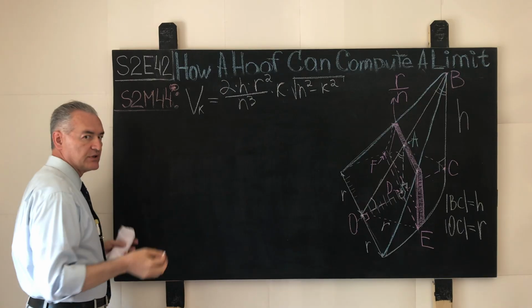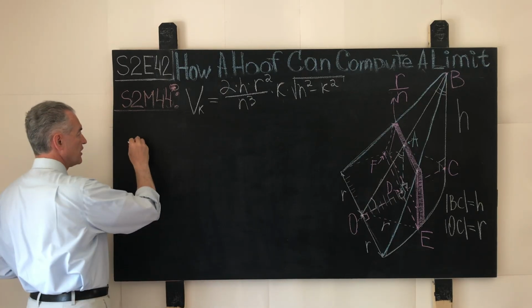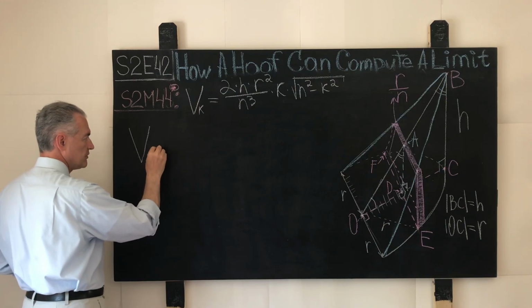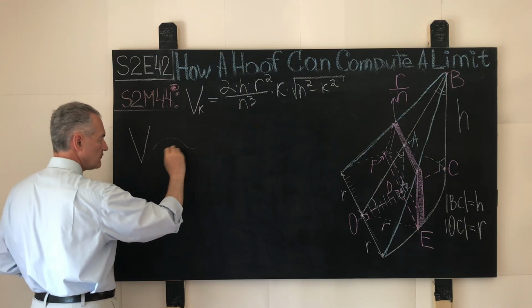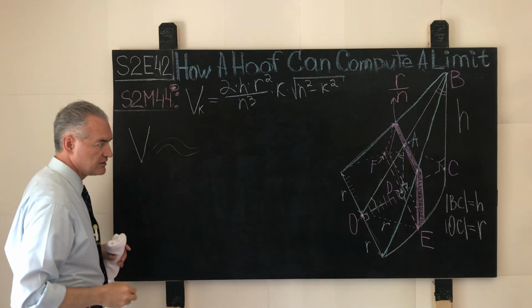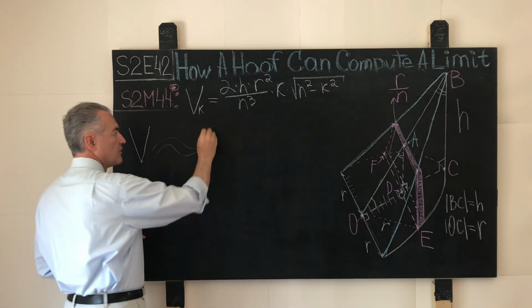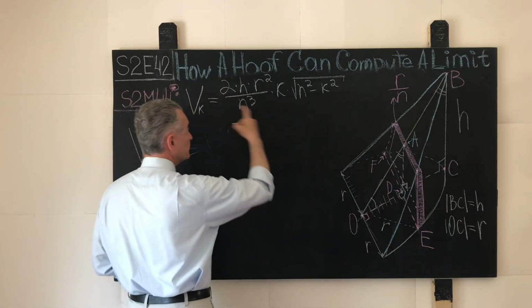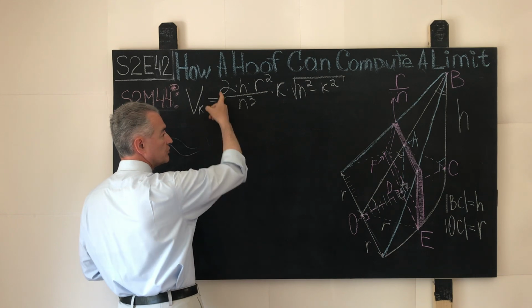And now we complete our computation as follows. For the volume of the actual hoof of Archimedes, I'll use the light chalk because I'll erase it, we put the approximation sign as what? As V prime, which is what? Which is the sum of these volumes where K runs from 1 to N.